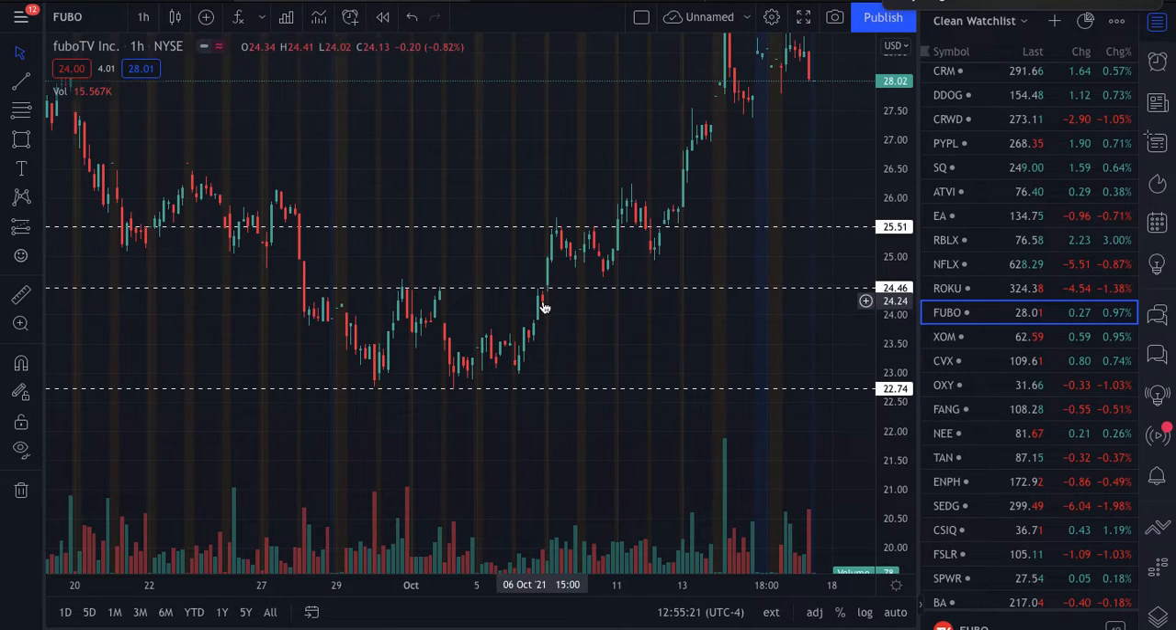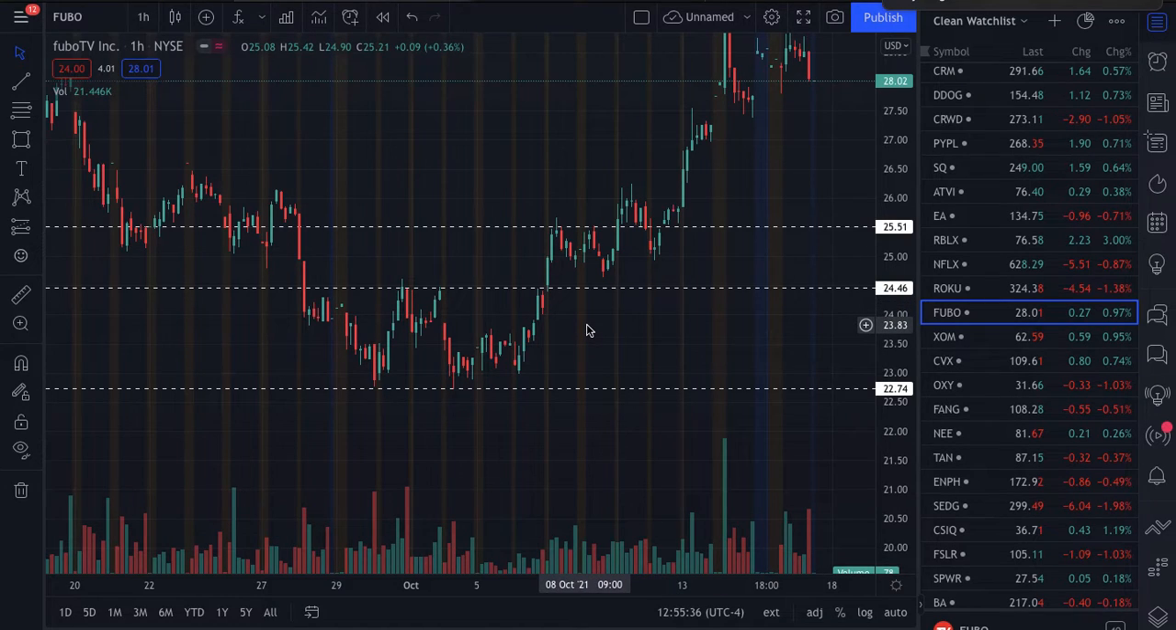The 2 p.m. candle and the 3 p.m. candle from that trading day get rejected right there. But then, of course, the next day, October 7th, Fubo rips to the upside. Okay, so here's another key level that we have marked right here for Fubo at 2446.